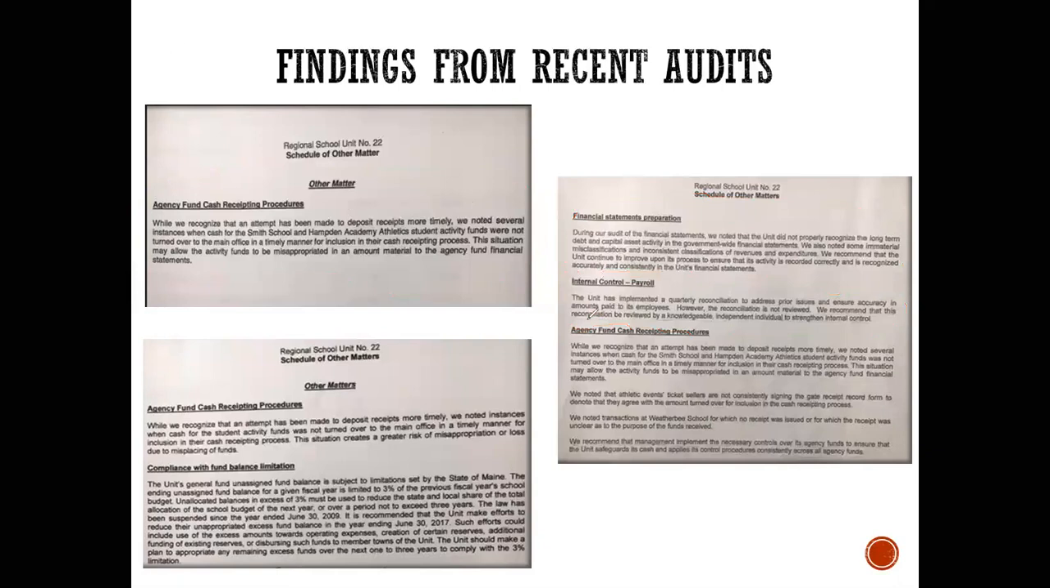So if you look at this one right here, while we recognize that there was an attempt to do better in a timely manner for inclusion, so very similar to what we have over here. But here you see there's some new stuff. We noted that athletic events ticket sellers were not consistently signing the gate receipts. We noted a transaction at Weatherby School for which no receipt was issued, or what the purpose of the funds were, and we recommend that management implement necessary controls over agency funds to ensure that the unit safeguards its cash and applies control procedures consistently across all agencies.